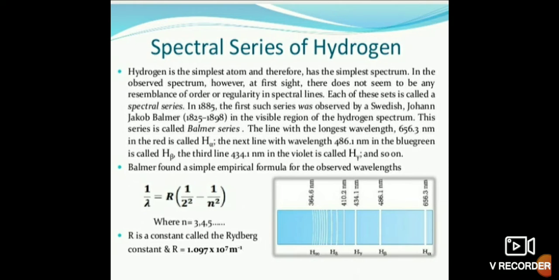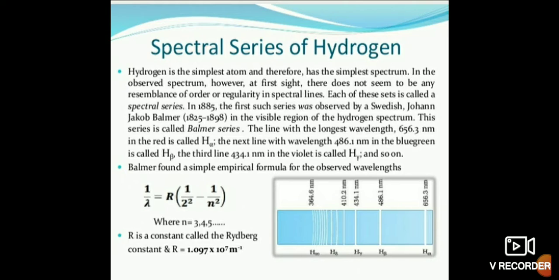Spectral series of hydrogen. Hydrogen is the simplest atom and therefore has the simplest spectrum. In the observed spectrum, however, at first sight, there does not seem to be any resemblance of order or regularity in spectral lines. Each of these sets is called a spectral series. In 1885, the first such series was observed by the Swedish teacher Johann Jakob Balmer in the visible region of the hydrogen spectrum. This series is called the Balmer series.